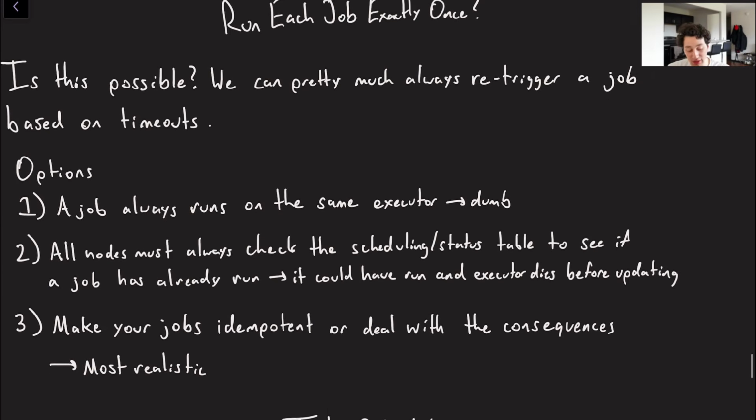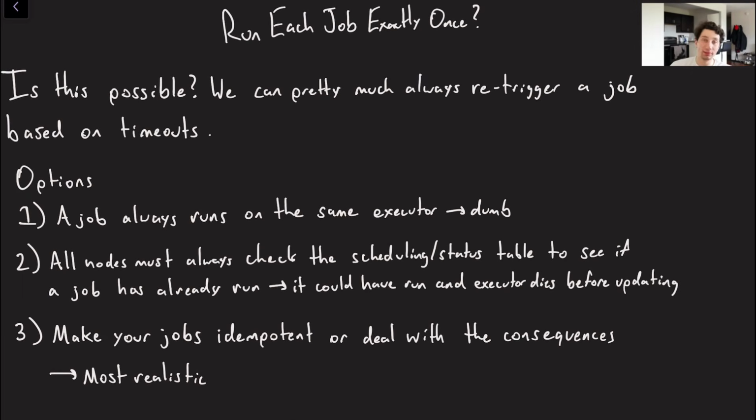So another question is, well, we can stop jobs from running at the same time. Can we make sure that we're only running jobs exactly once? So like I mentioned, jobs are getting triggered pretty frequently based on those timeouts and that kind of retry timestamp.